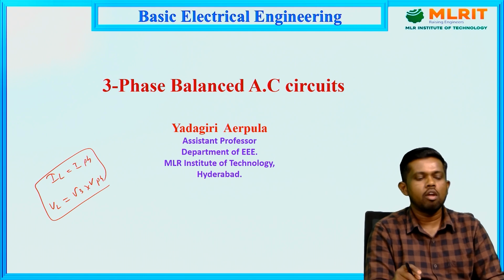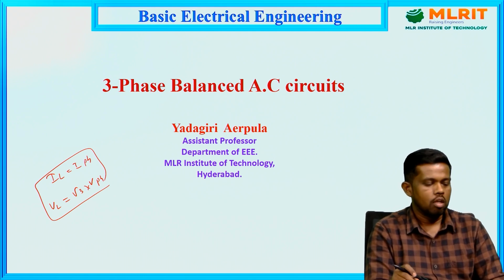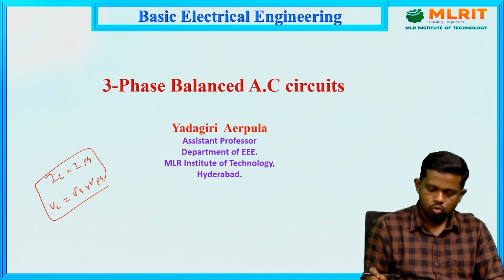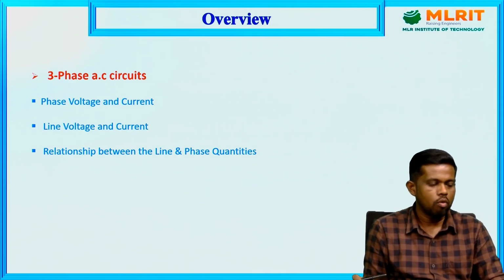In this session we are going to discuss the relationship between the line and phase quantities of the voltages and currents of the balanced three-phase delta network. For that, we need to go through the overview of the session.